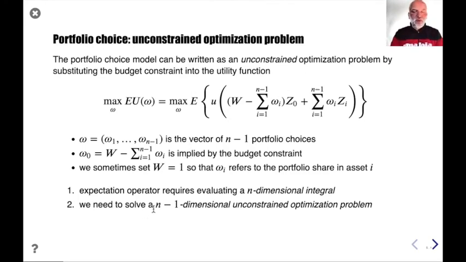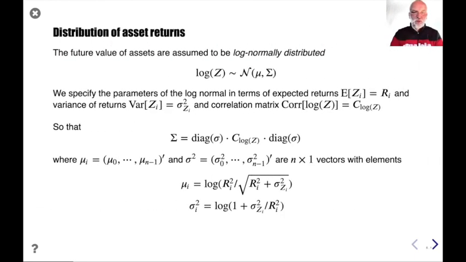What else do you need to do? You need to solve an n-1 dimensional unconstrained optimization problem, because there are n-1 variables to move around when you're maximizing your expected utility. Again, we can start with a 2-asset case so that it's basically a scalar optimization problem. You just move around omega 1 in order to maximize expected utility, and then omega 0 is implicitly determined by the budget constraint. So that's what we're going to start with.